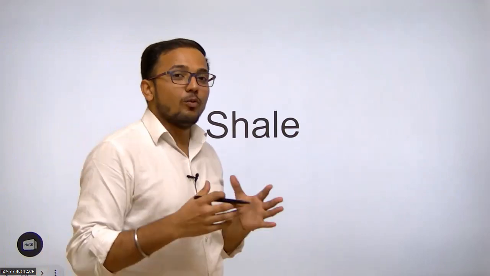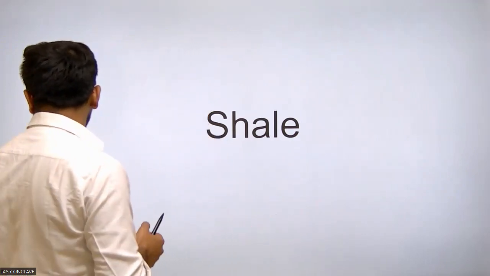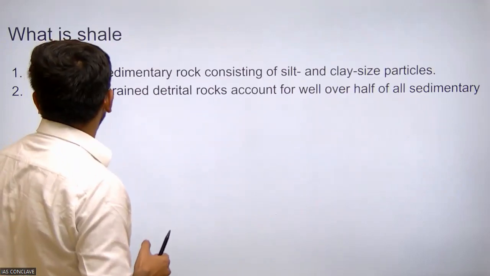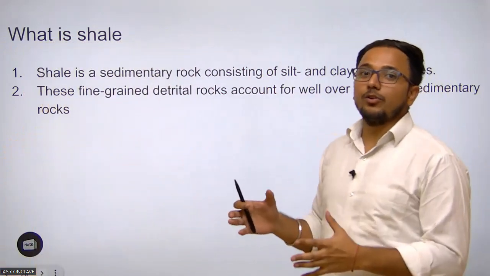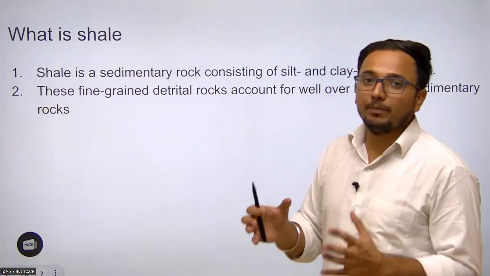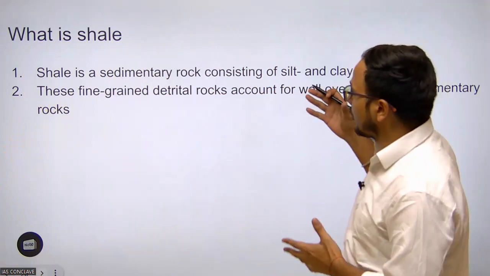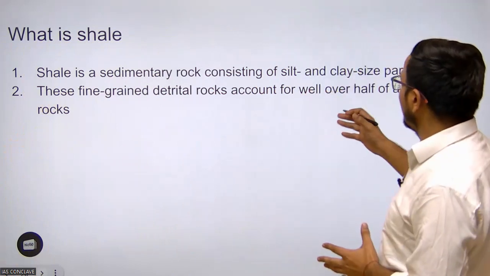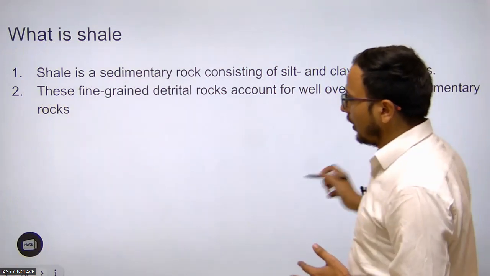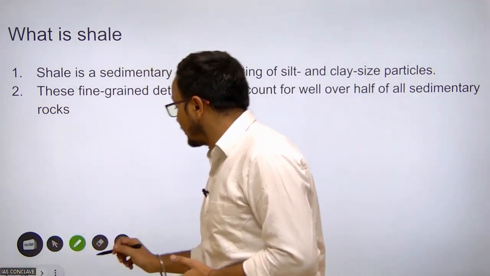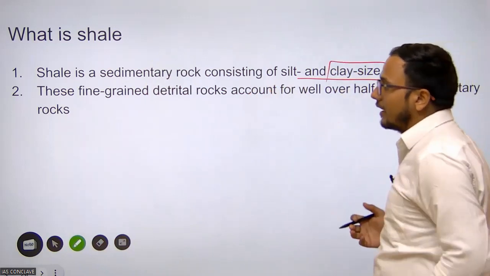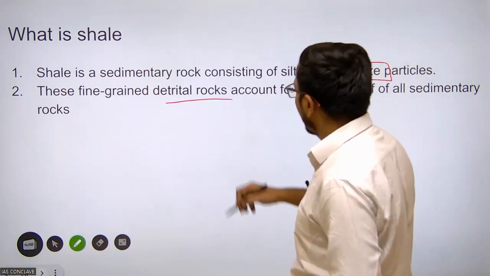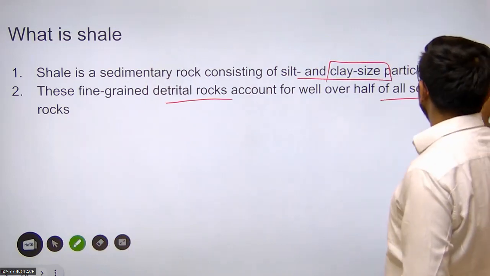Now we will look at what shale is and why shale is so important to us. What is shale? We already know that detrital sedimentary rocks are divided based on particle size. So shale is a sedimentary rock consisting of silt to clay size particles. Because of this particle size, we call them shale. These fine grained detrital rocks account for well over half of the sedimentary rock.